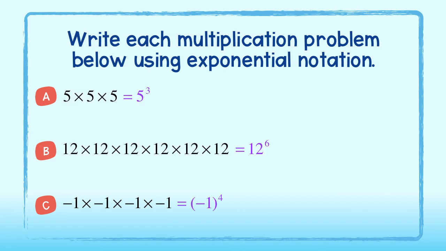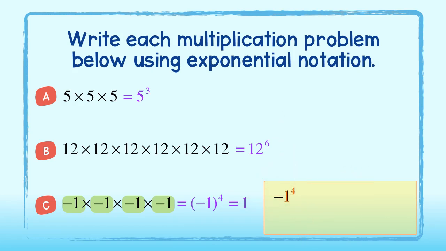This is important to understand the value of the number. We want to be sure the negative sign is also included in repeated multiplication. Negative 1 times negative 1 is positive 1, times negative 1 is negative 1, times the 4th negative 1 is positive 1.